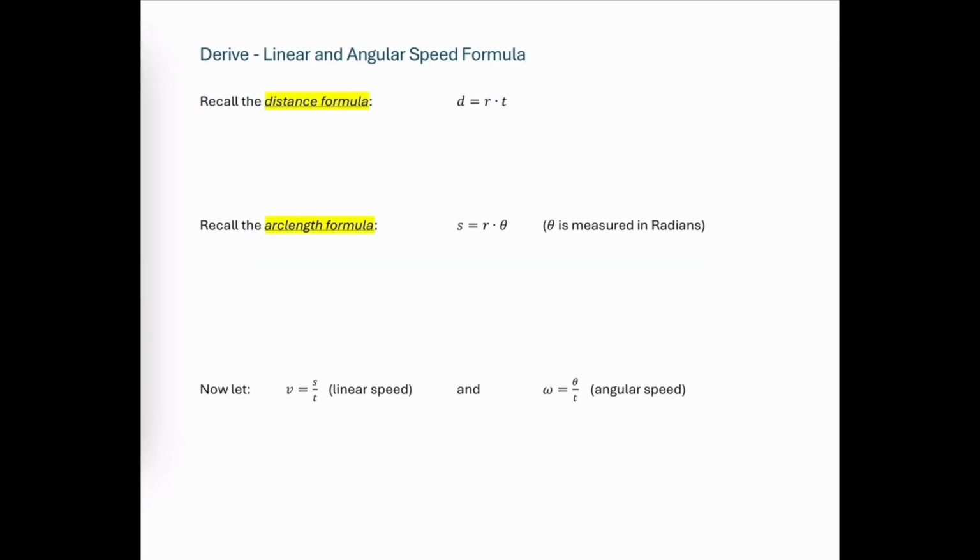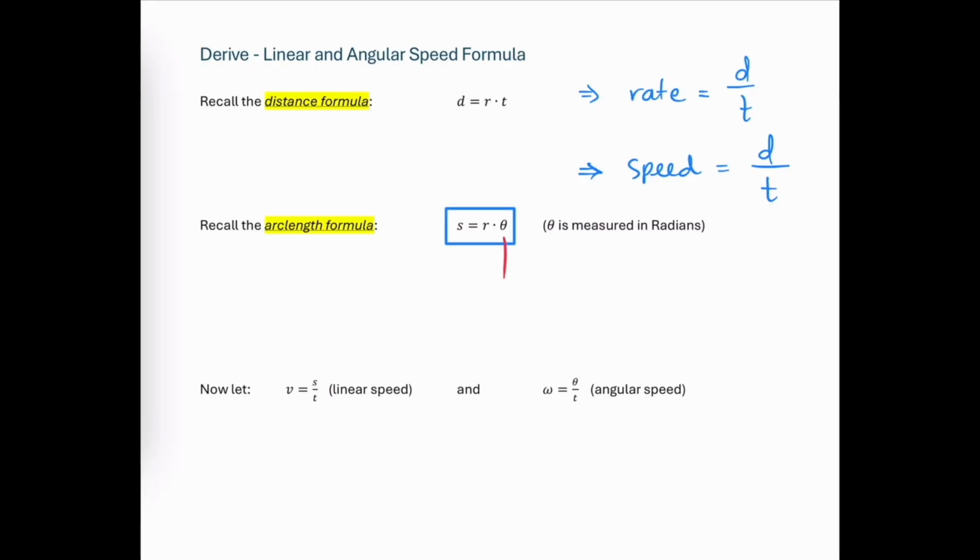To begin, let's recall the distance formula, that distance is equal to rate times time. And if we wanted to isolate the rate in this formula, we would need to divide both sides by time, which would yield that the rate or the speed is equal to the distance divided by time. And just to say again that we can also consider this rate to be a speed, and speed can be obtained by looking at the distance that one travels and dividing it by the time that it took to move through that distance. Now let's consider the arc length formula.